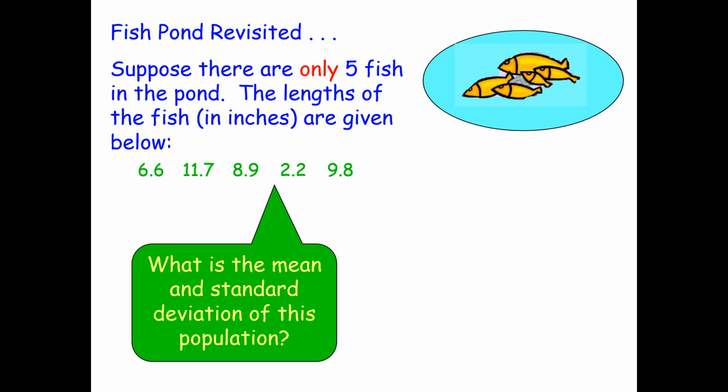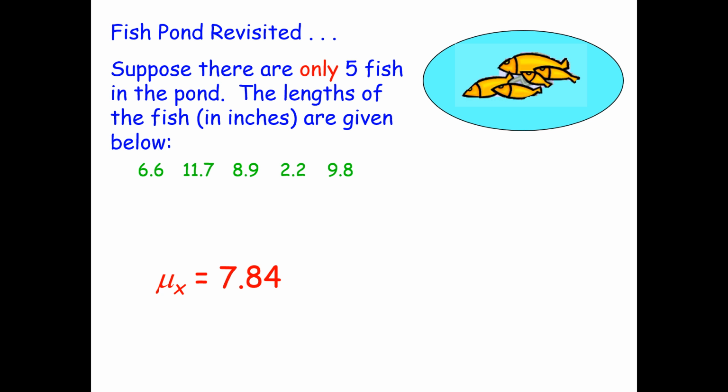If we add up all those values and divide by 5, we're going to find that we have a mean of 7.84. When we calculate our standard deviation, we get 3.262.